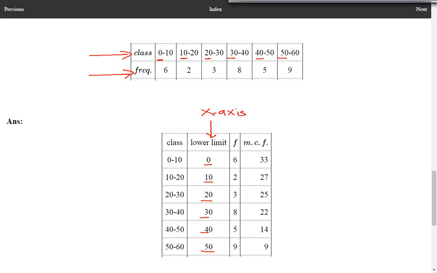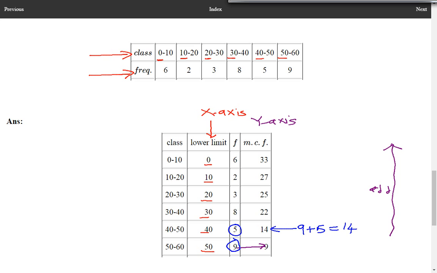Then on the y-axis we have to take more than cumulative frequencies. How are more than cumulative frequencies obtained? In order to obtain them, we should go on adding frequencies from bottom to top. For example, write the last frequency as it is, 9 as it is. Then how is 14 obtained? To obtain 14, we have to add 9 and 5. So 9 plus 5 equals 14.